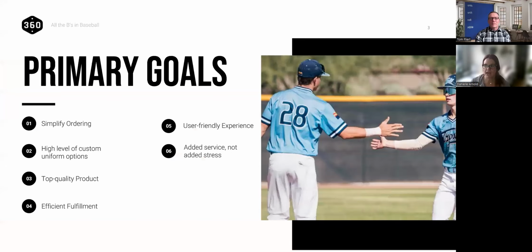So within this, we had a set of primary goals. So one, starting with simplifying ordering. Everything has been done manually, so we wanted to simplify that process while still offering a high level of custom uniform options and highlighting our top quality product, but also being able to fulfill these orders efficiently and having the end user have a good experience so that this whole thing is an added service and not necessarily an added stress. Custom is not easy. It's not placing an order simply. There's a lot of back and forth here.